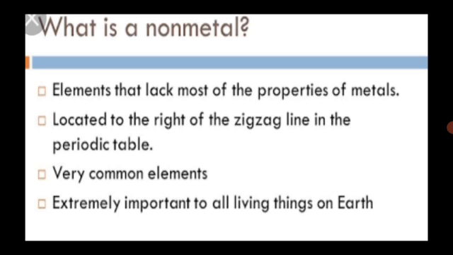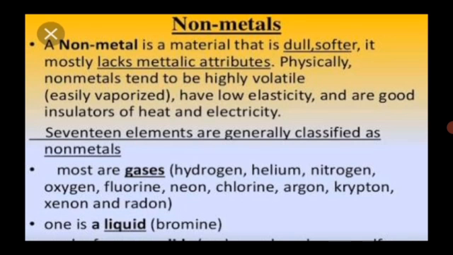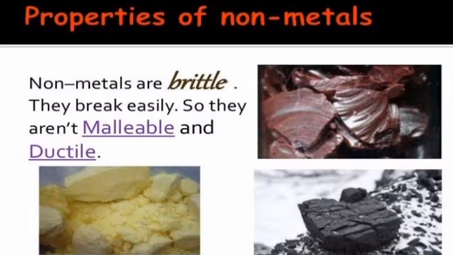Non-metal. Elements that lack most of the properties of metals are located to the right of the zigzag line in the periodic table. It is a very common element, extremely important to all living things on the earth. Non-metal is a material that is dull, softer. It mostly lacks metallic attributes. Physically, non-metals tend to be highly volatile, have low elasticity and are good insulators of heat and electricity. 17 elements are generally classified as non-metals. Properties of non-metals: they are brittle, they break easily, so they aren't malleable and ductile.